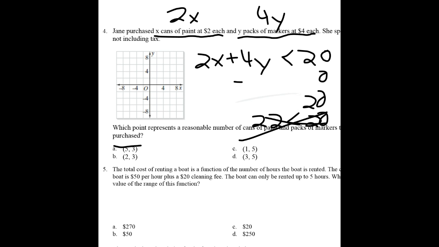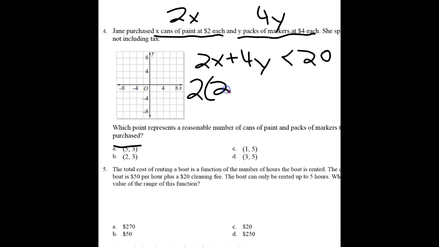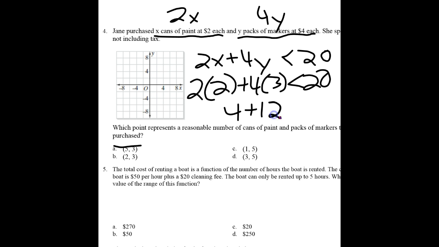So we have to move on to B. I'm going to plug in the 2 for the X, and I'm going to plug in the 3 for the Y. And I end up with 4 plus 12 is less than 20. And indeed, 16 is less than 20. So I know the answer is B.